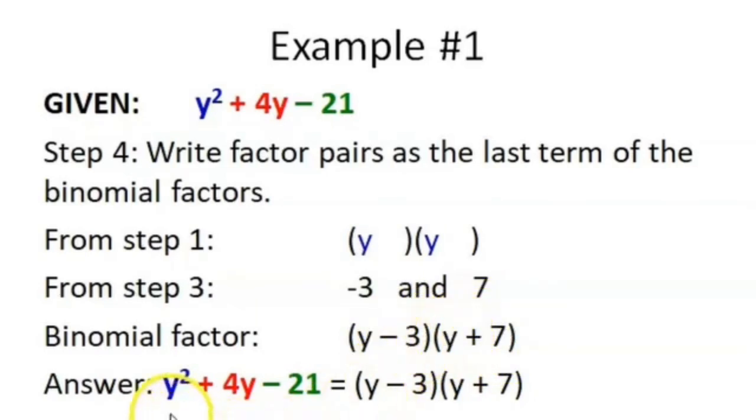So therefore, our answer is the factor of y squared plus 4y minus 21 is quantity y minus 3 times the quantity y plus 7. At kung gagamitan natin to ng FOIL method, itong quantity y minus 3 times quantity y plus 7, ang result po nito ay babalik po tayo dito sa original equation nga y squared plus 4y minus 21.